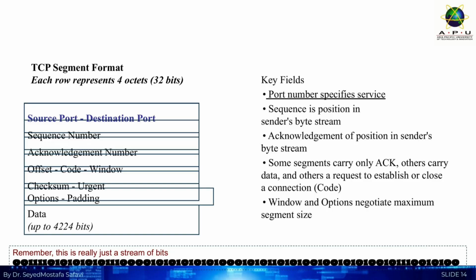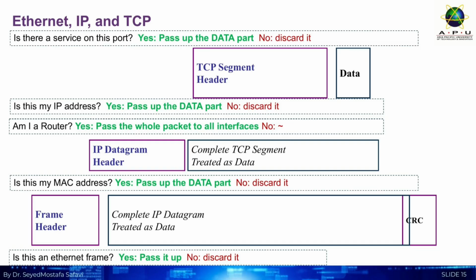We're moving to the TCP segment format now. Like the datagram format, each row here also represents 4 octets. Fields like source port and destination port specify the service, while the sequence and acknowledgement numbers indicate positions in the byte stream. This slide summarizes the whole process, but from the receiving host's perspective.